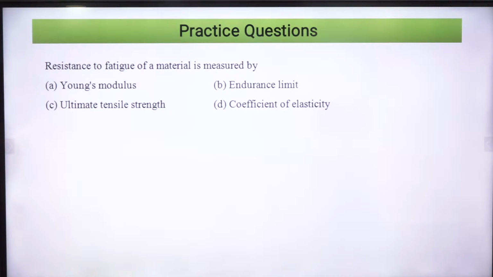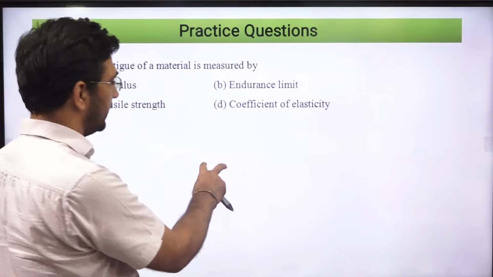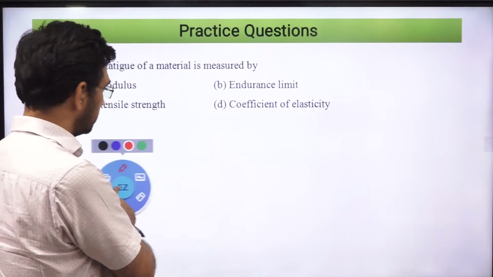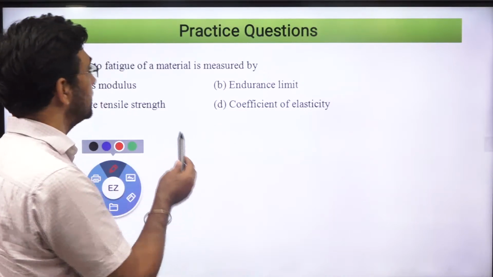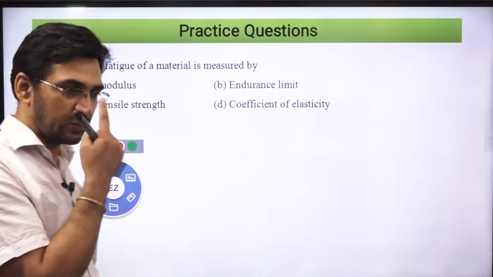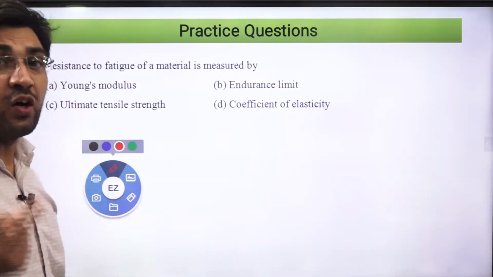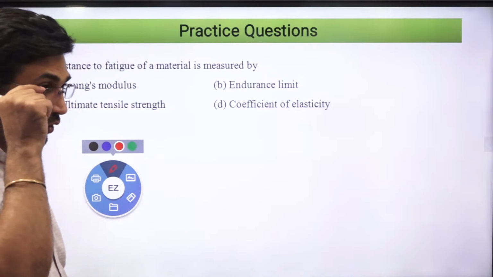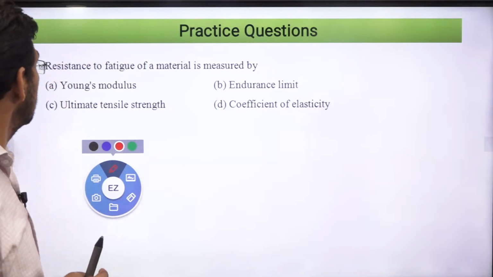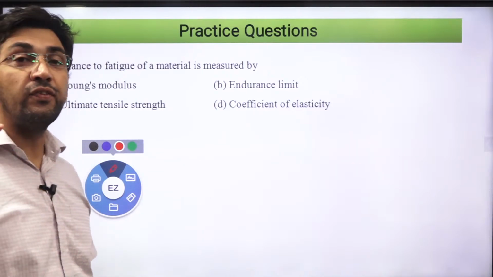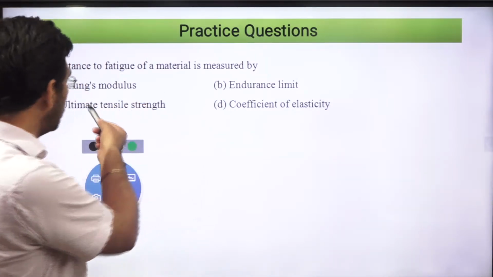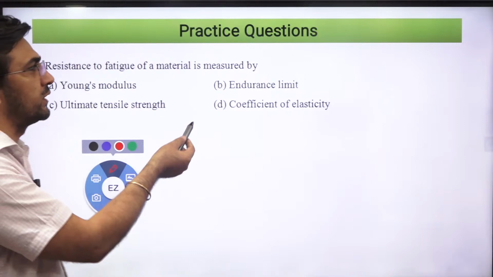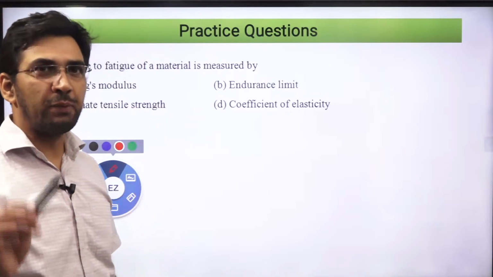The resistance to the fatigue of a material is measured by, right? How do you measure that, what is the criteria? Basically the question is, what is the criteria of failure when a component is subjected to fluctuating stresses or a fatigue loading? If you see all the other options, the most probable option is endurance limit. It will depend upon the situation.